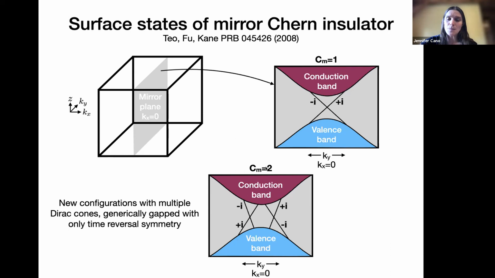But there's other possibilities which we didn't see yesterday, which is that mirror symmetry could also protect 2 Dirac cones or more Dirac cones on the surface. And so the point here is that with extra symmetry, we can get different types of surface state configurations that we couldn't get before with just time reversal symmetry.